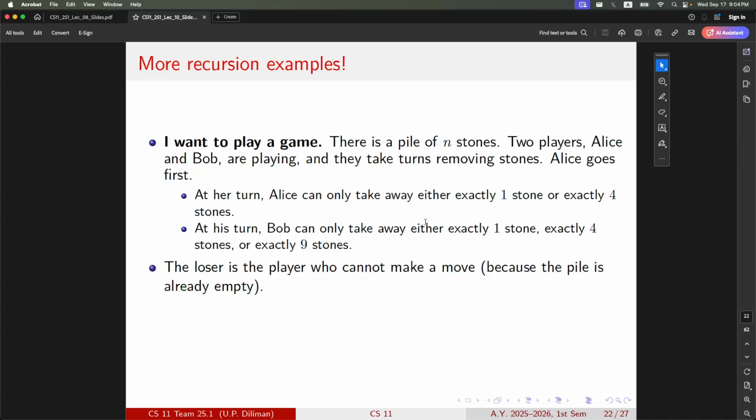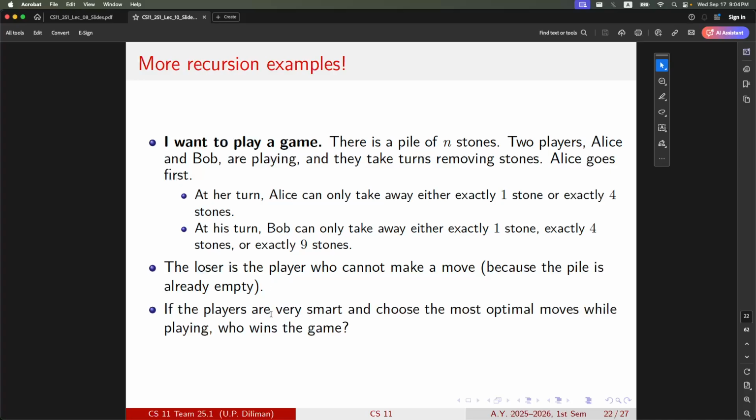Note that both players can make a move if there are still stones because they each have a move to remove exactly 1 stone. Okay? The players are very smart and choose the most optimal moves while playing. Who wins the game?